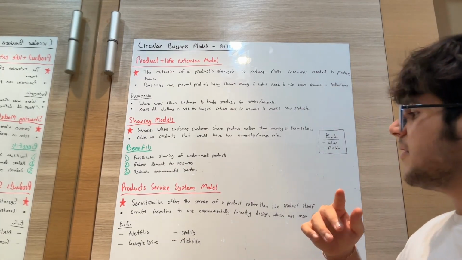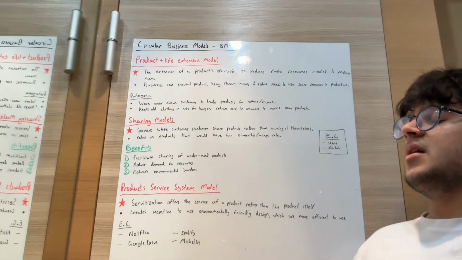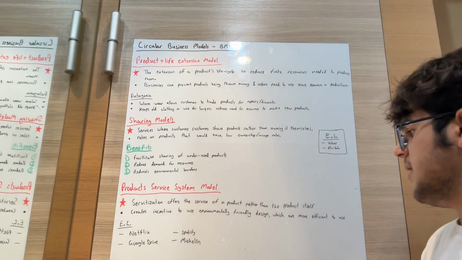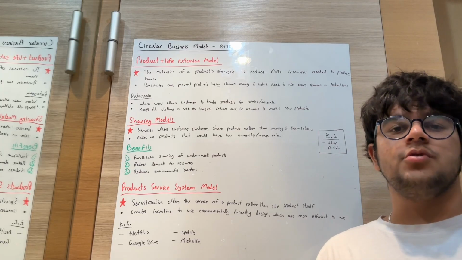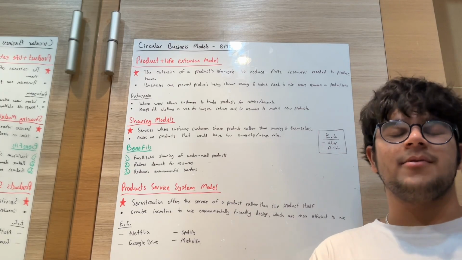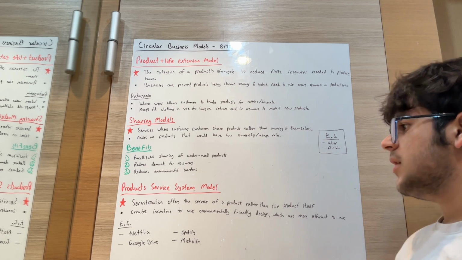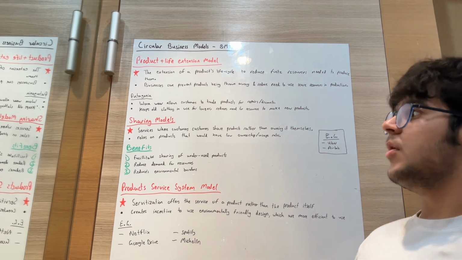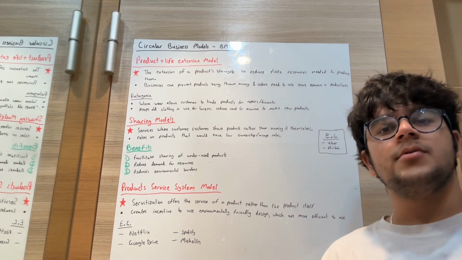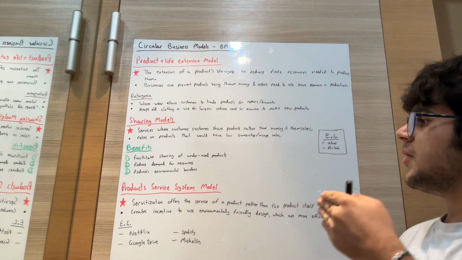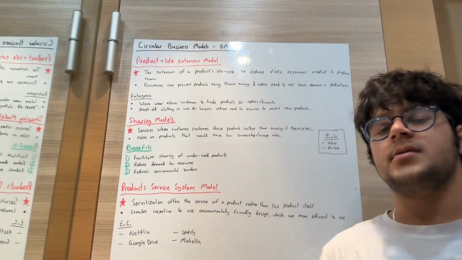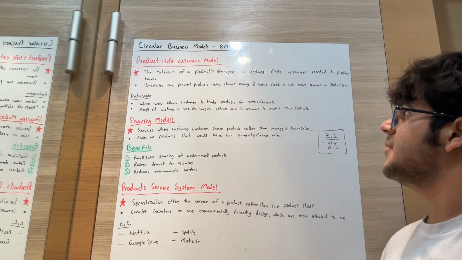And this basically creates incentives to use environmentally friendly designs, okay, which are more efficient to use and thus reduce resource demand and is greater for the environment as well. So yeah, we've covered all of them: circular supply models, resource recovery models, product life extension, sharing models, product service system models, and that is circular business models.